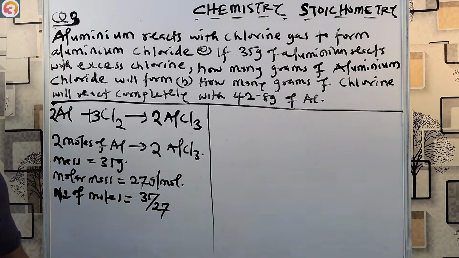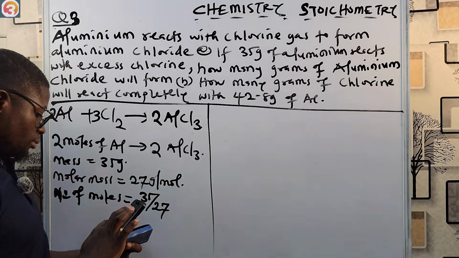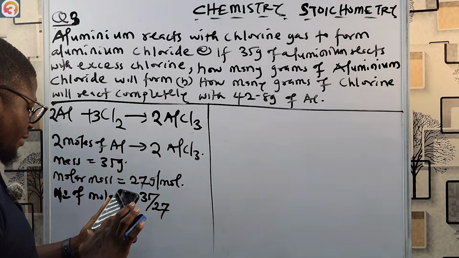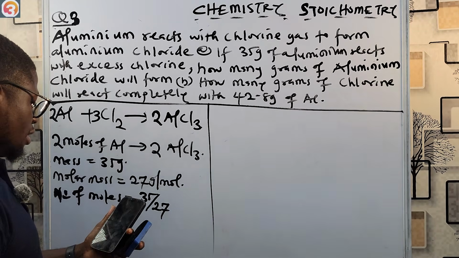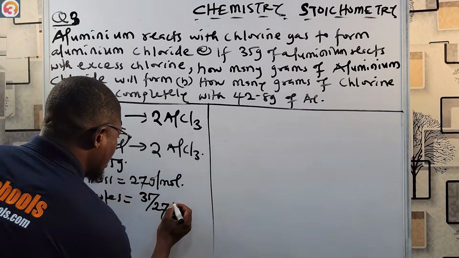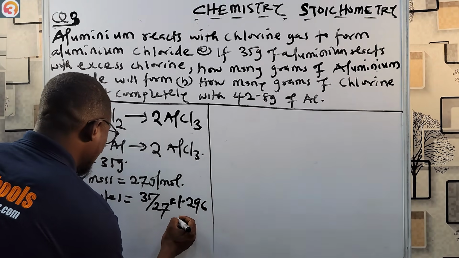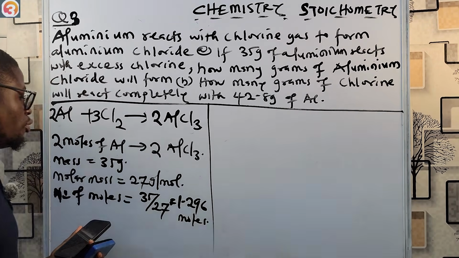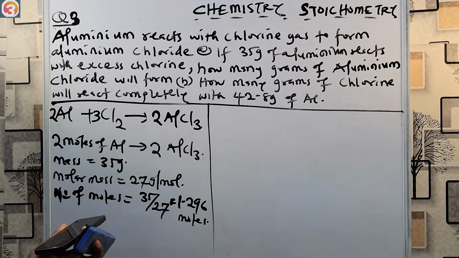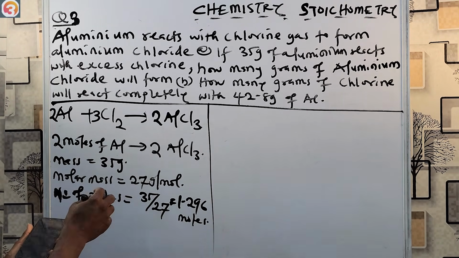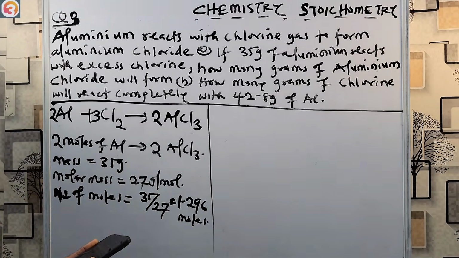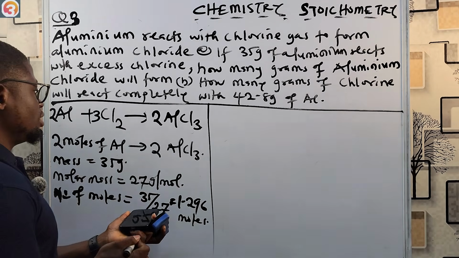So if you press your calculator, let me press my calculator here. 35 divided by 27 gives you 1.296. I'm going to get 1.296 moles. So now I know the number of moles of aluminium. We can now draw up our stoichiometric relationship.